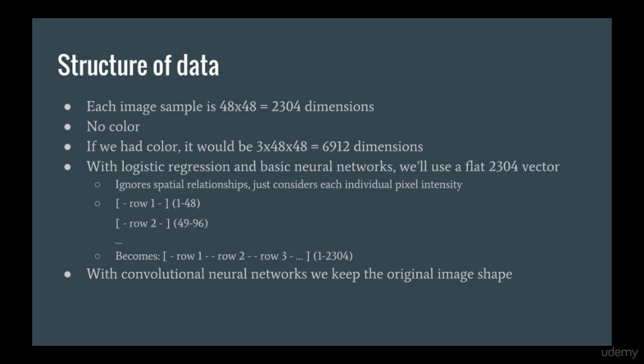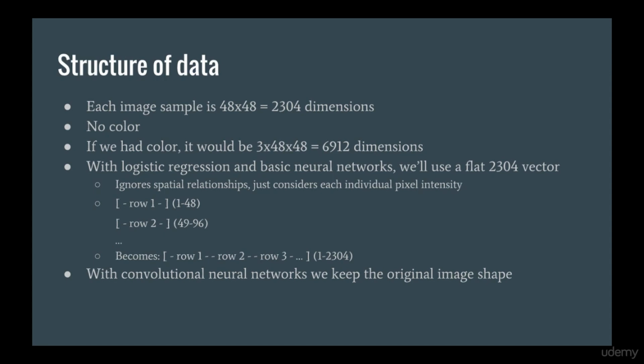Now let's discuss the structure of the data. Remember that these are images, so they are naturally matrices. They are 48 by 48 pixels, which means that there are in total 2,304 dimensions per sample. One important distinction is that there is no color here. If there were color, we would instead have a 3 by 48 by 48 image, which would be 6,912 dimensions per sample, which is a lot more computationally intensive. We have 3 color channels for the red, green, and blue channels.